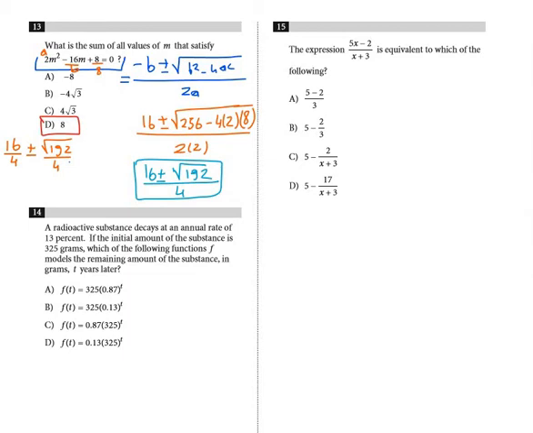A radioactive substance decays at an annual rate of 13%. If the initial amount of the substance is 325 grams, which of the following functions f models the remaining amount of the substance in grams t years later? So this is the initial amount according to the exponential function. We have a times b to the t, where a is the initial amount, b is the decay or growth rate, and t is the time.